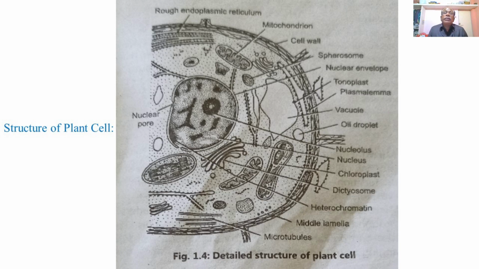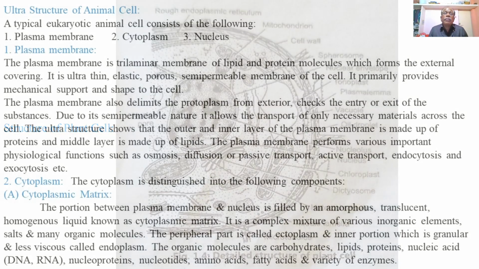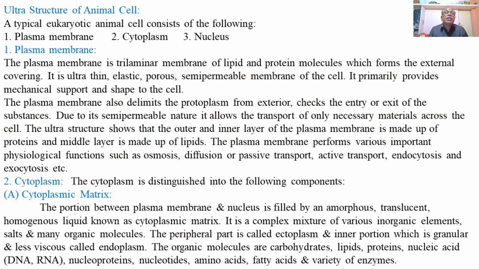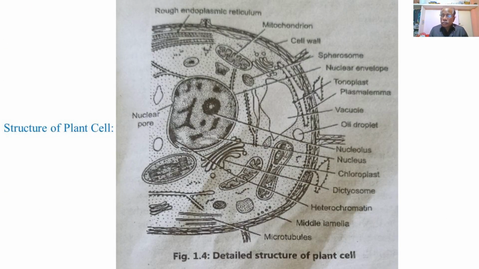So today with this we'll stop here, and next time we'll explain the ultrastructure of the animal cell. With the detailed explanation of the structure and function of the plant cell, we'll stop here, and next time we'll continue with the next point, that is ultrastructure and function of the animal cell. Thank you.